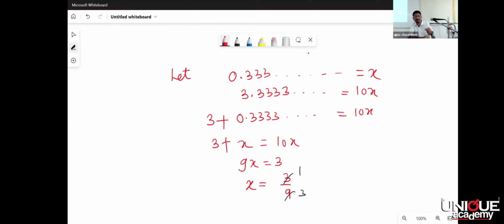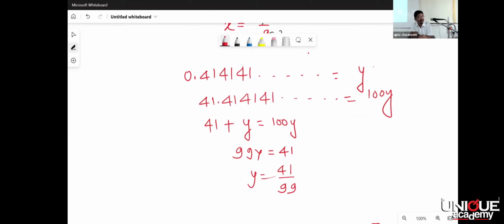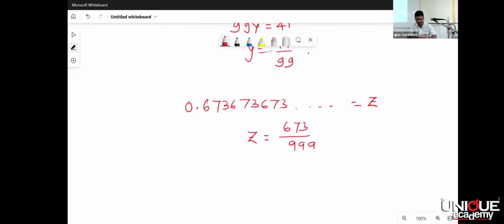Okay, finished. Same is the case here for the second one, 0.414141 recurring, assuming it as y. And then we have 0.673 recurring. You can put that as the variable z, and z is equal to 673 upon 999.